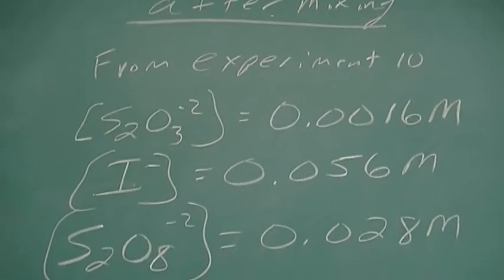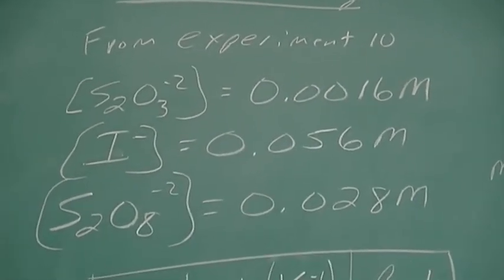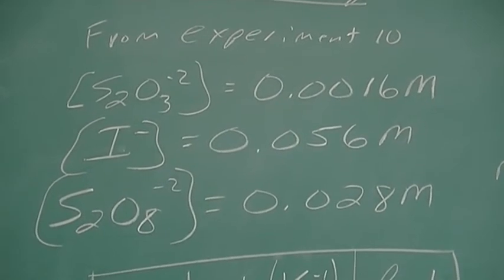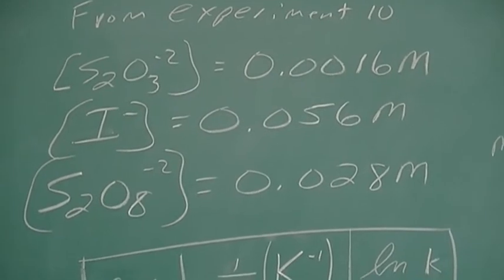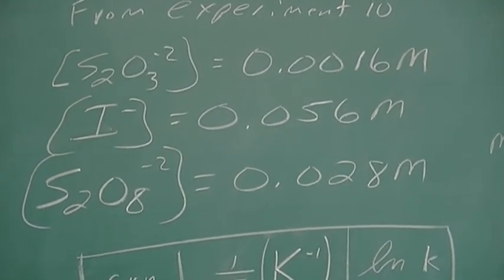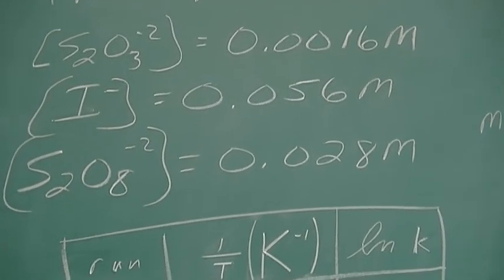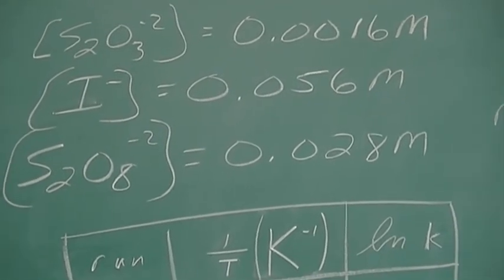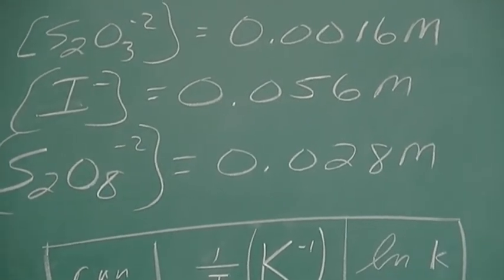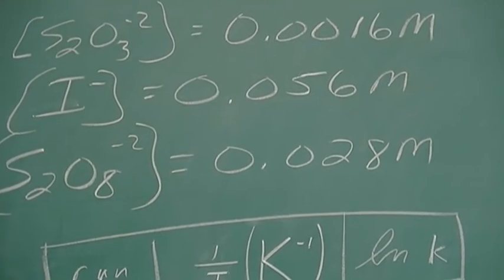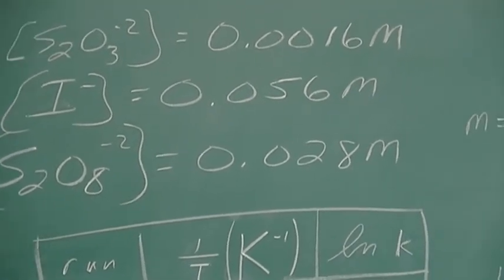So from Experiment 10, when we took our S2O3²⁻, every time we used it after dilution was 0.0016. That is the same for this one. Our I⁻ was 0.2 molar. After dilution, 0.056 molar is what we use for all of our calculations. The S2O8²⁻ was 0.1 molar. After diluting the 3, the 5, the 5, and the 5, so the total was 18, it is 0.028 molar.